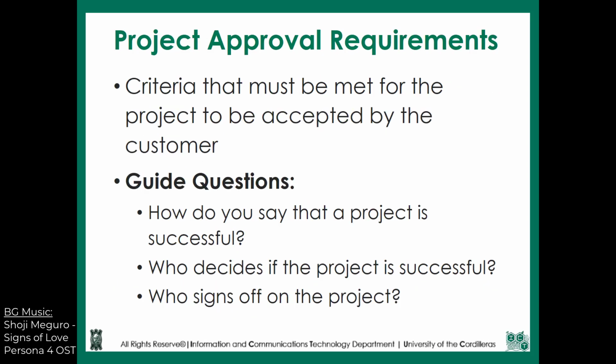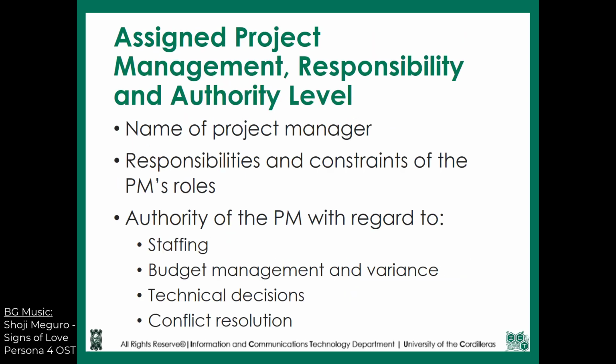Next one is we have the project approval requirements. So these are different criteria that must be met for the project to be accepted by the customer. These are the ways on how you can determine, number 1, what makes a project successful. Number 2 is who decides if the project is successful. And then the last one is who signs off on the project. Most of the time, who decides that the project is successful is either the client or the customer, and they are also the same people who would sign off the project.